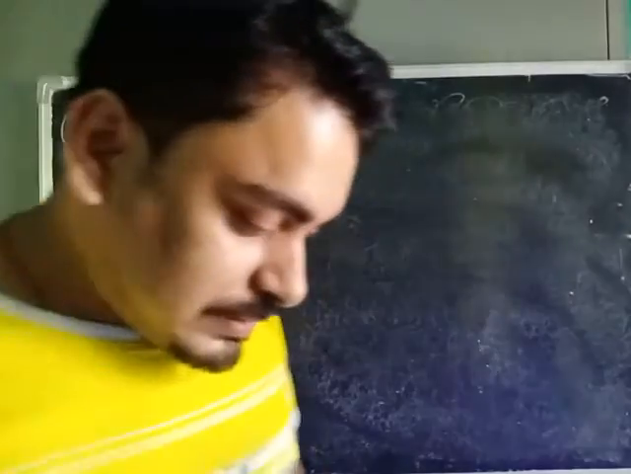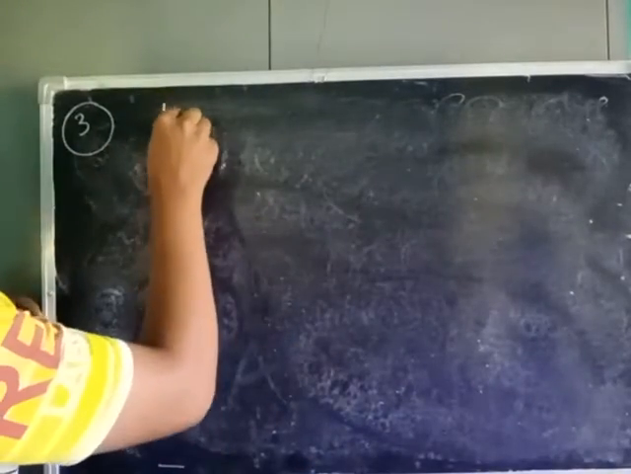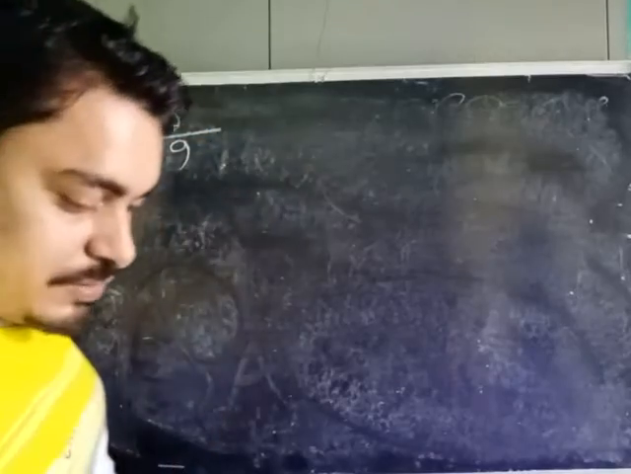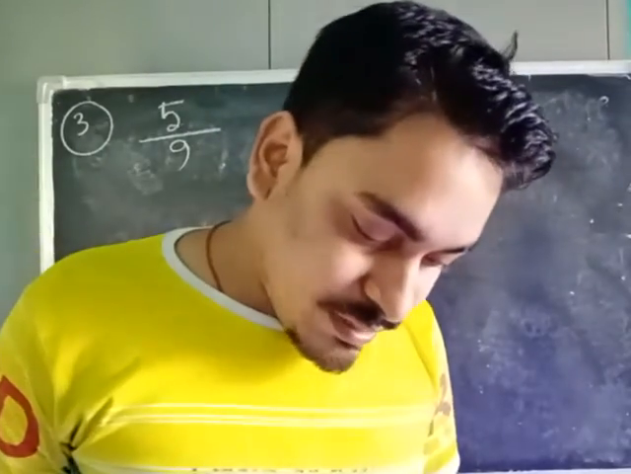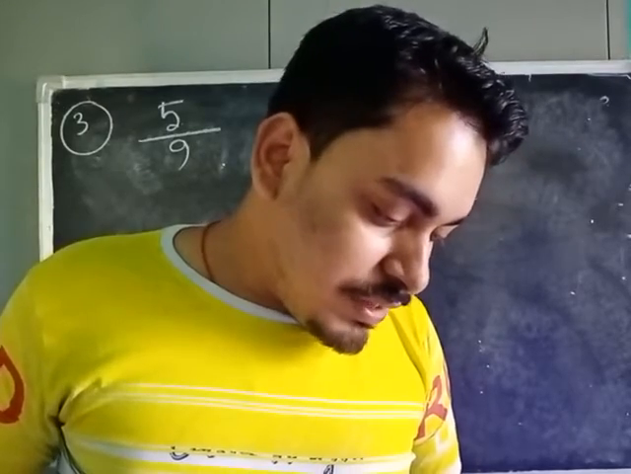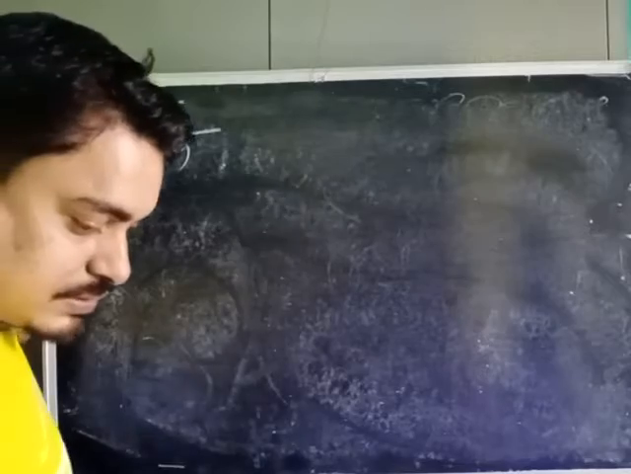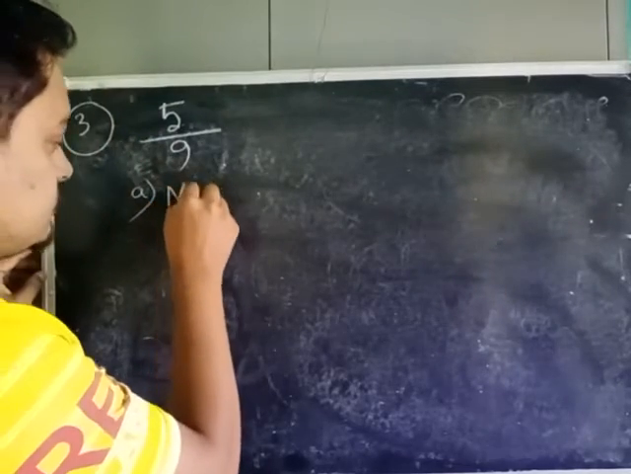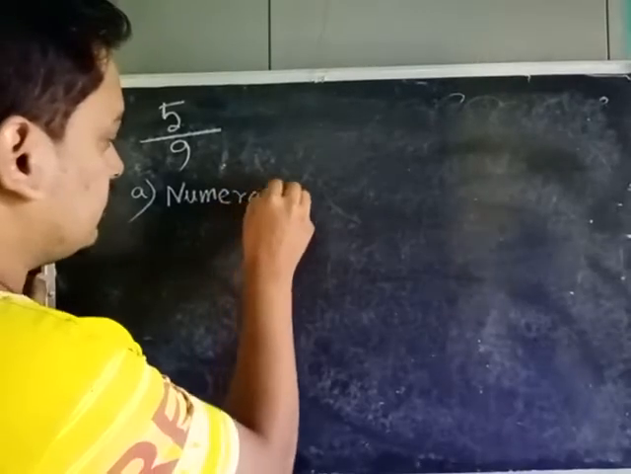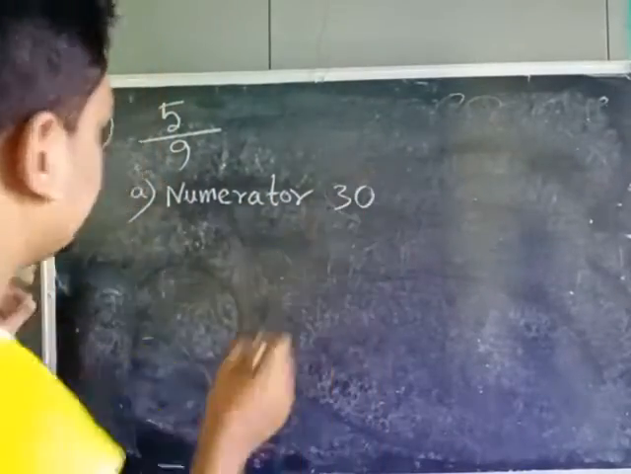In question number 5 a fraction is given, 5 by 9, and we have to find out the equivalent fraction. Just as we did in question number 3 and 4, we have to use that formula here also. Number A, numerator, it is 30.